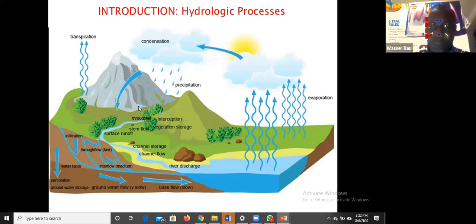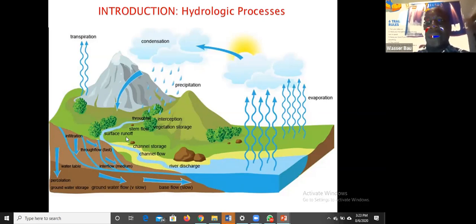Water comes down, precipitation comes down. Some goes back up through transpiration, while others go back through evaporation. The remaining one goes into infiltration. There's deep infiltration, there's percolation. Some goes into the groundwater, and some flows on the surface. So for stormwater, we are interested in the runoff, the surface runoff.